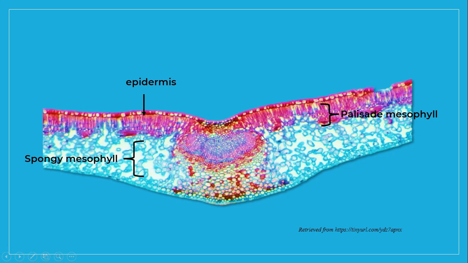And the palisade mesophyll contains numerous chloroplasts or the green pigment and is the primary photosynthetic region of the mesophyll. So this one is the palisade mesophyll. And the spongy mesophyll that contains large spaces which facilitate the movement of gases and store water. The reason why it is large in space.